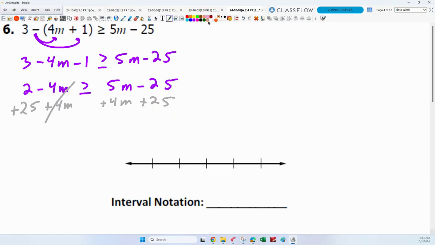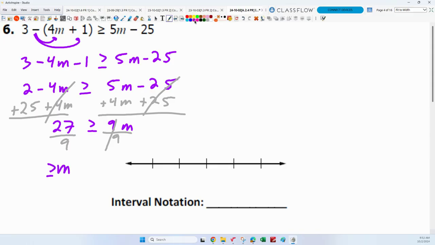Okay, so then those guys cancel, those guys cancel. And what do we get? So on the right side, we've got 9m. Our inequality stays the same. We haven't divided or multiplied by a negative. We get 27 on that side. And what's my last step? Divide by 9. There you go. And we end up with the inequality then, m on the right side, 3 on the left side.